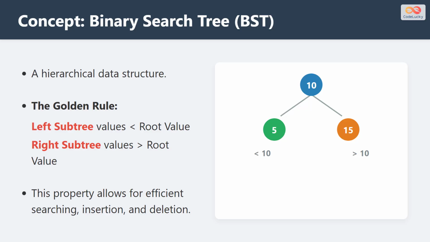First, let's quickly review what a binary search tree, or BST, is. It is a hierarchical data structure with a specific golden rule. For any given node, all values in its left subtree are smaller than the node's value, and all values in its right subtree are larger. This ordering property is crucial because it allows us to make decisions about which paths to take during a search.